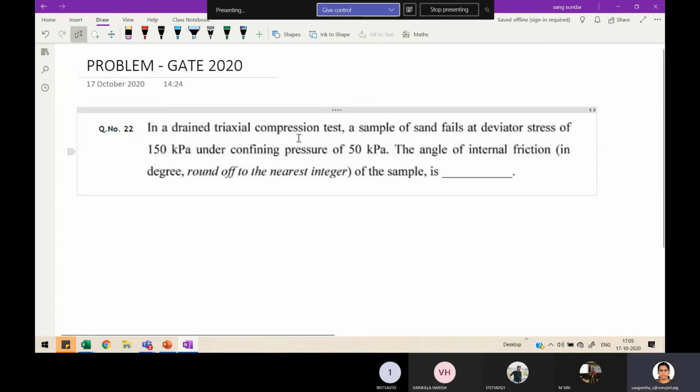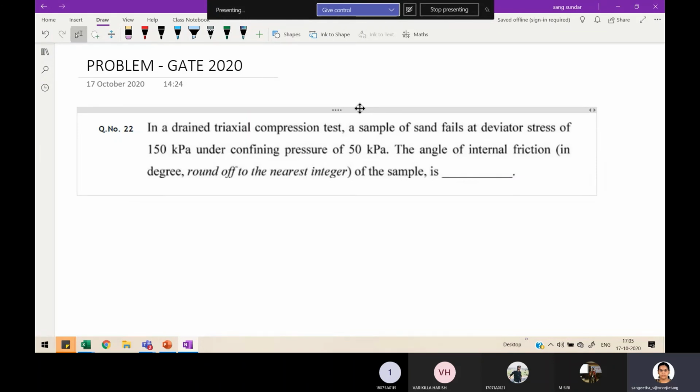See, in a drained triaxial compression test, so could you understand the derivation? From the Mohr circle and from that graphical representation, just extend the failure envelope till the horizontal axis, and then just solve what sigma 1 is equal to. Then you will get that equation, sigma 1 is equal to sigma 3 tan square alpha plus 2c tan alpha.